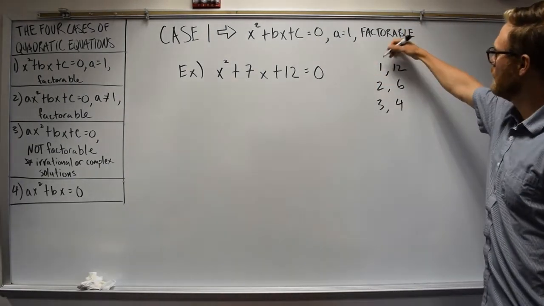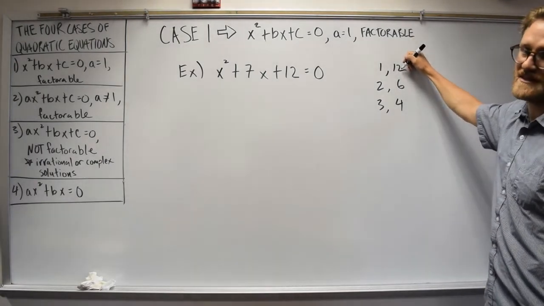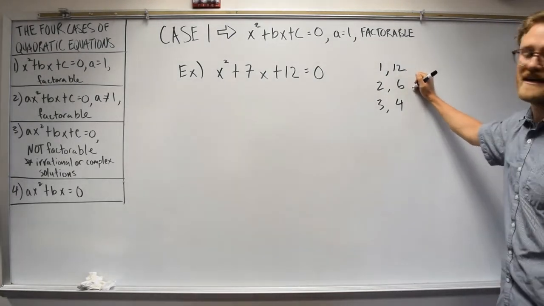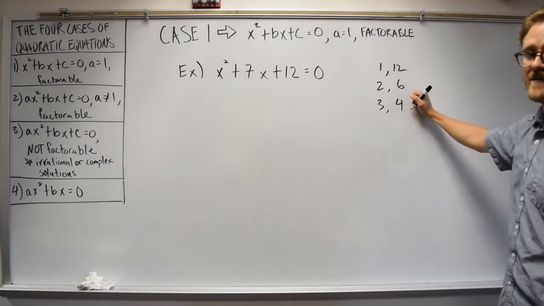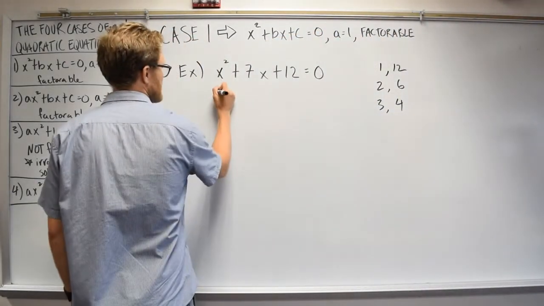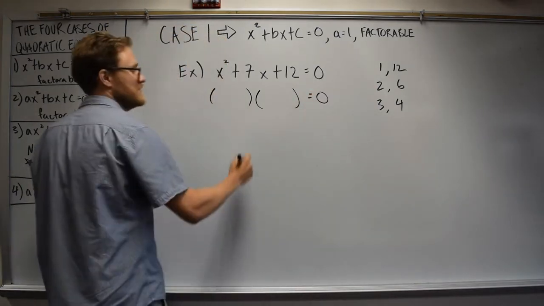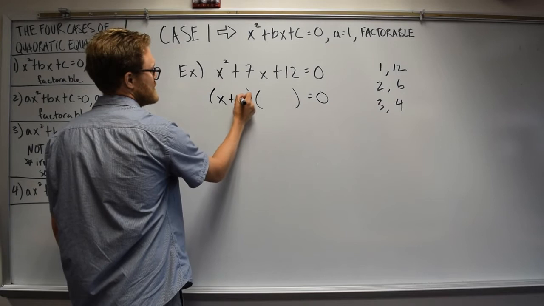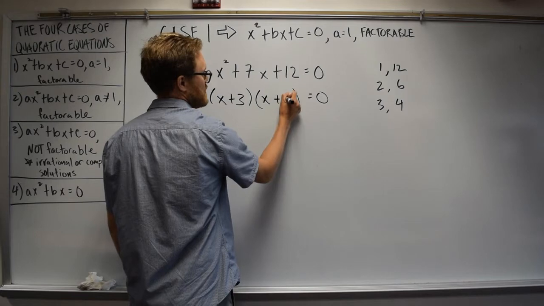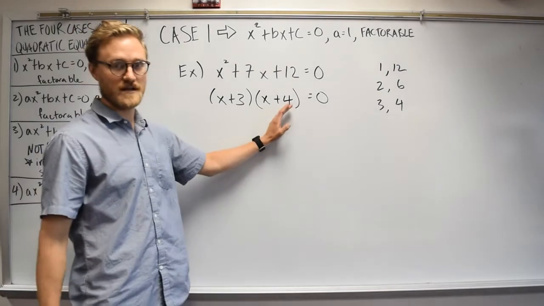So for example, 1 and 12 multiply to 12, but they add up to 13, so that doesn't work. 2 and 6 multiply to 12, but they add up to 8, so that doesn't work. 3 and 4 add up to 7 and multiply to 12. So that means that I can factor this quadratic to x plus 3, which comes from this factor right here, and x plus 4. All right, so I've factored my quadratic equation.